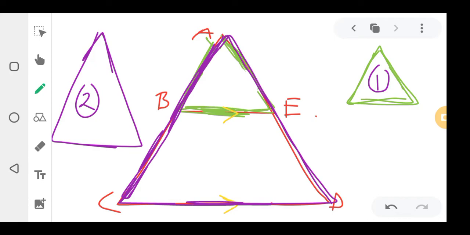Please make sure you understand this. Once you miss me here, you will have issues understanding similar triangles. There's a small triangle on top and the larger one that is outside.